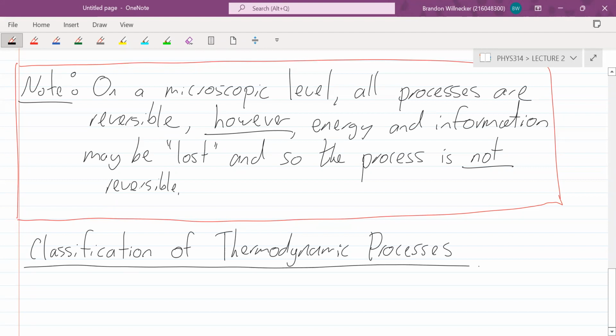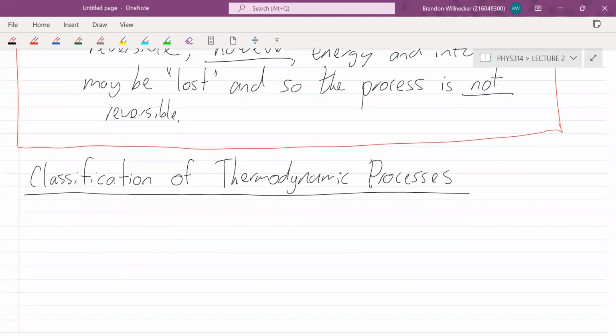Okay, so we can group these different processes into individual categories based on some properties that it may have. The first one is called isothermal. Okay, so that is the first category. And in this category, temperature remains constant.